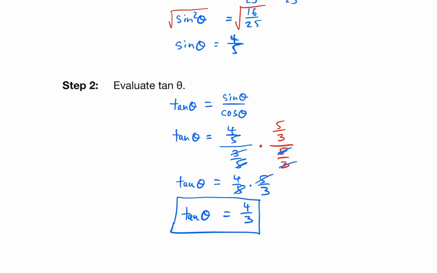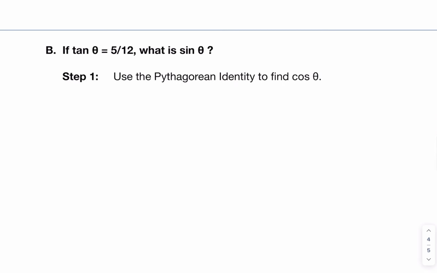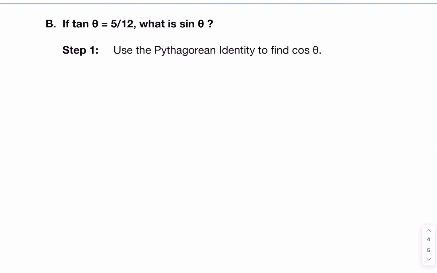Now, let's move on to the next example, where now we're given tangent of theta. We have to find sine of theta. Okay? So what we're going to do in step 1 is use the Pythagorean identity and find cosine of theta. So let's go ahead and write that out. Sine squared theta plus cosine squared theta is equal to 1.